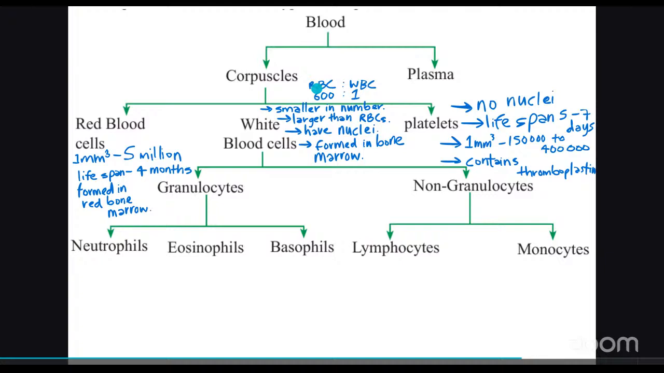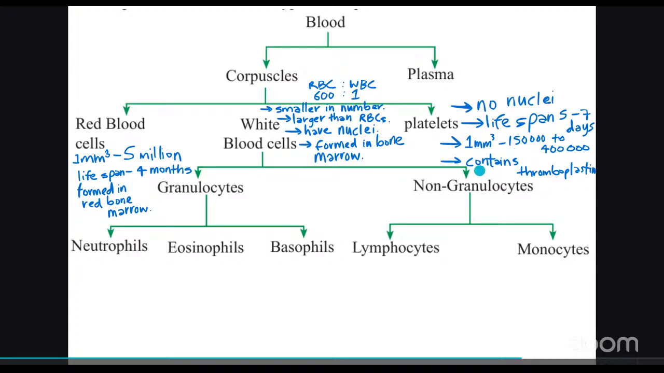I need answers. Come on. Two types of corpuscles, no nuclei. That's right. Red blood cells and platelets. Both of them have no nucleus, but white blood cells do. Okay, and look at this. Platelets, their lifespan is 5 to 7 days. In 1 millimeter cube, you can find 400,000 to 150,000, and they have thromboplastin.